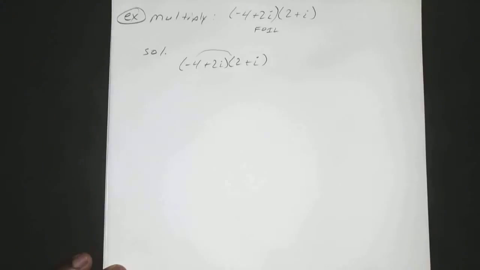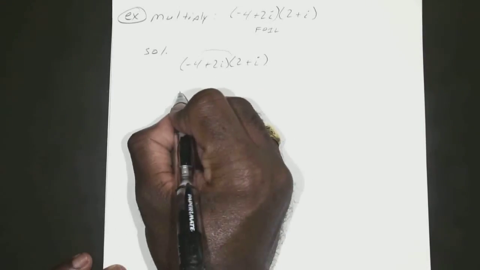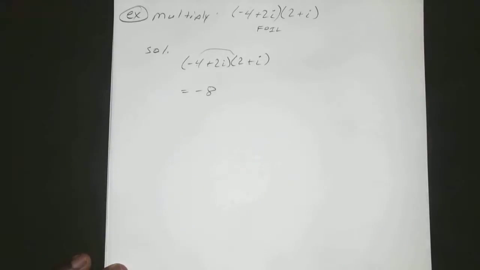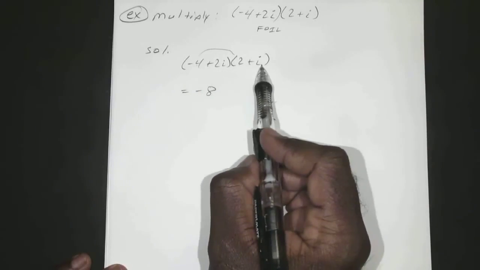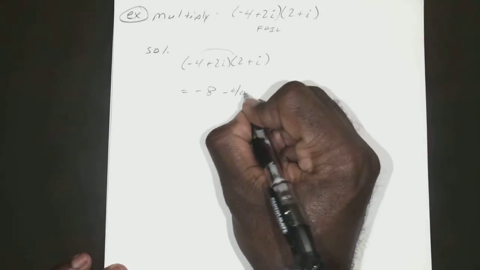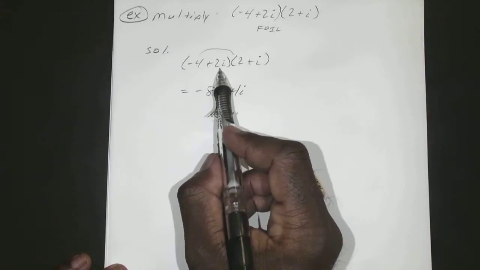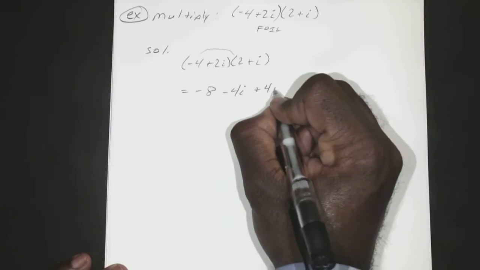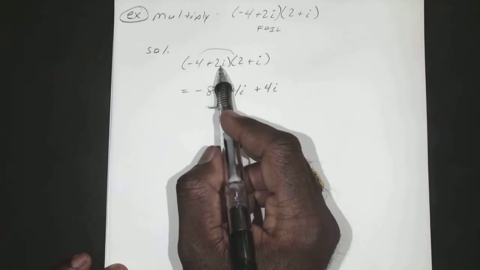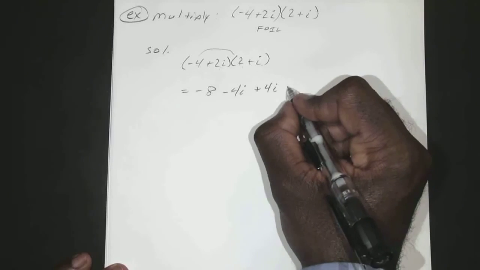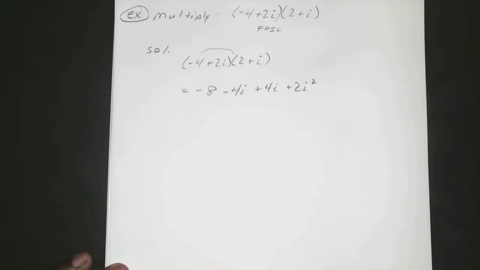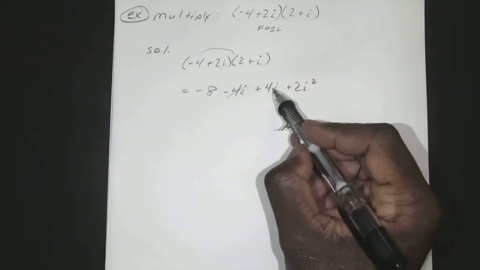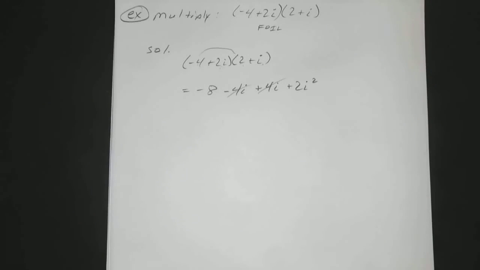So our first will give us negative 8. Negative 4 times 2 is negative 8. Our outer, negative 4 times i, is negative 4i. Our inner is 2i times 2, which is plus 4i. And our last is 2i times i, which is 2i squared. Okay, so these two middle ones cancel each other out. Negative 4i plus 4i is just 0.